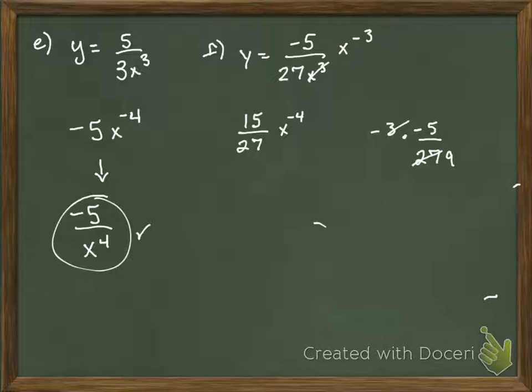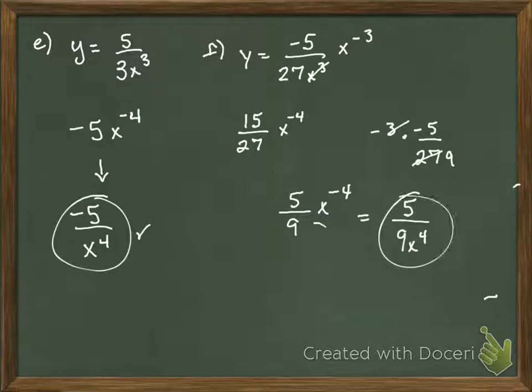Well, the 9 wouldn't have to be in the bottom. Yeah, the 9 is in the denominator right there. Oh, so it'd be negative 5 over 9. Positive 5 over 9, x to the negative 4. Which again, you could leave it like that, or you could say, hey, we don't want negative exponents, so 9x to the 4th. Okay?